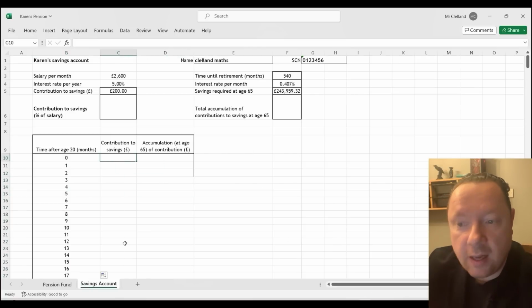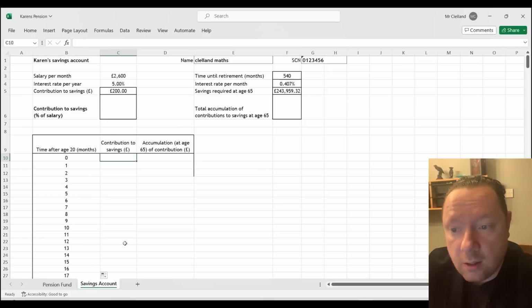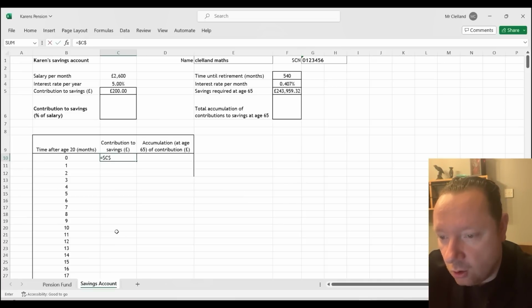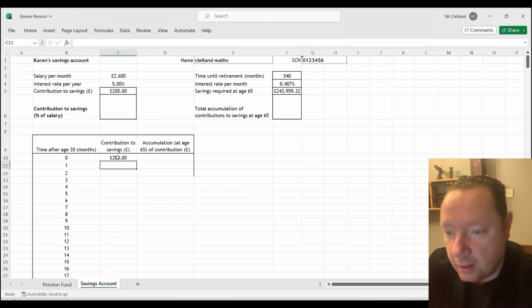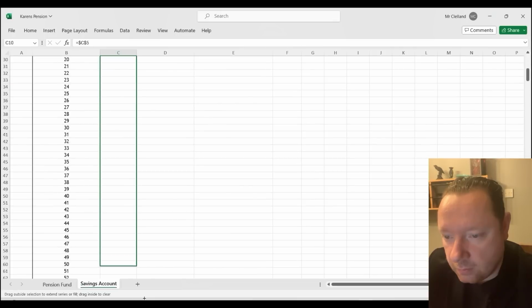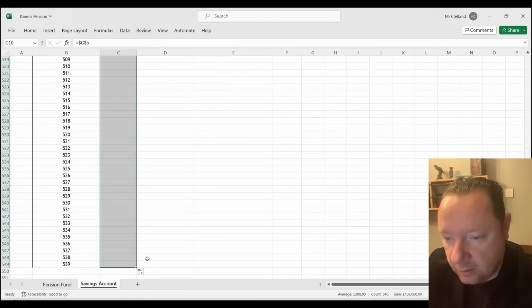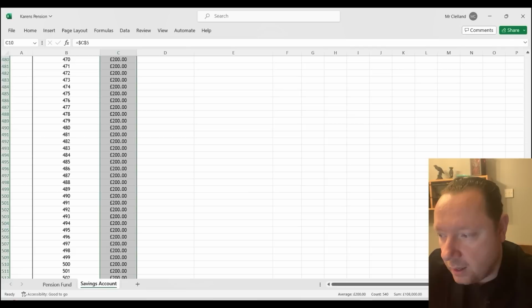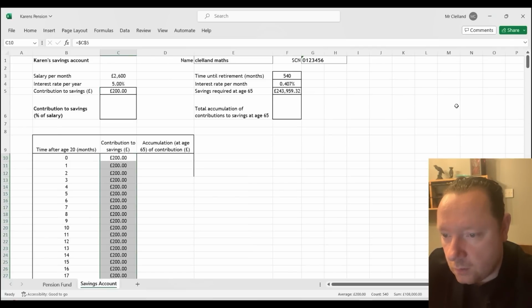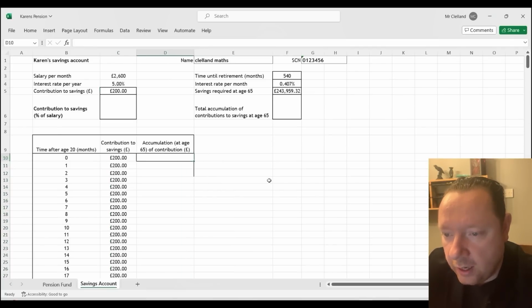Contributions to savings, that never changes. So we're going to just say that references $C$5, and it always references that. So we'll just keep that and copy that all the way down to 539, and that will just fill in for us. Back up to the top. Accumulation at age 65 of contribution.